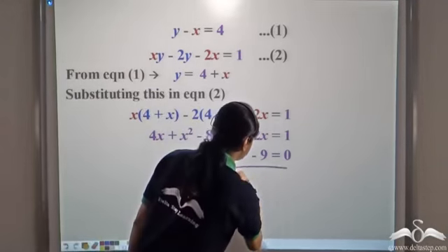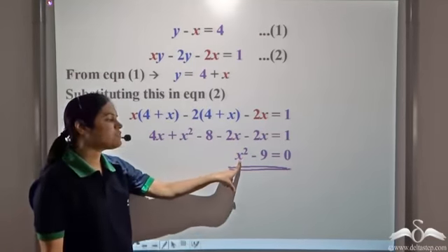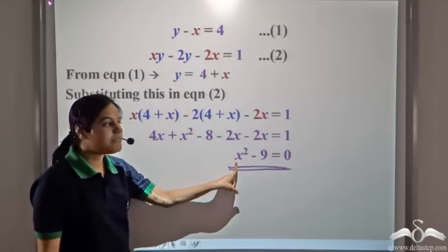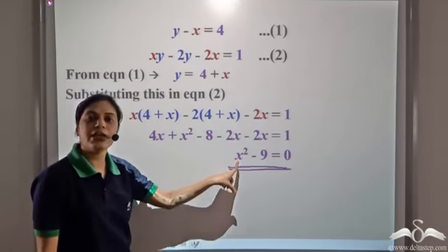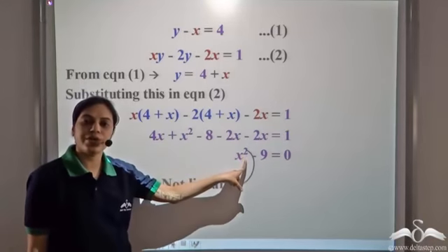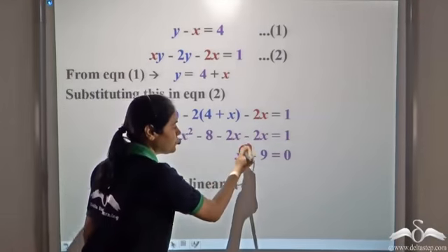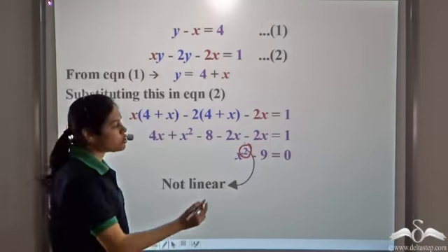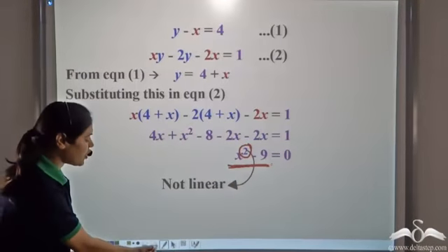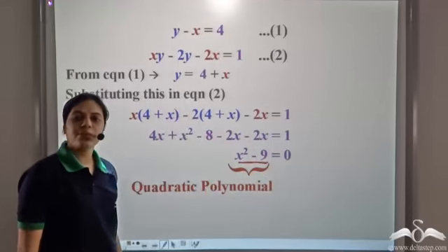Now this is an equation in one variable x. So this is one equation in one variable x. But observe that this is not a linear equation because the power of x is 2 here. So this is not a linear equation. Also observe that the left hand side is a quadratic polynomial, x square minus 9 is a quadratic polynomial.